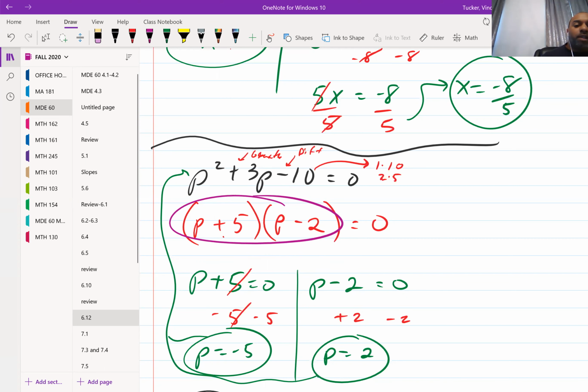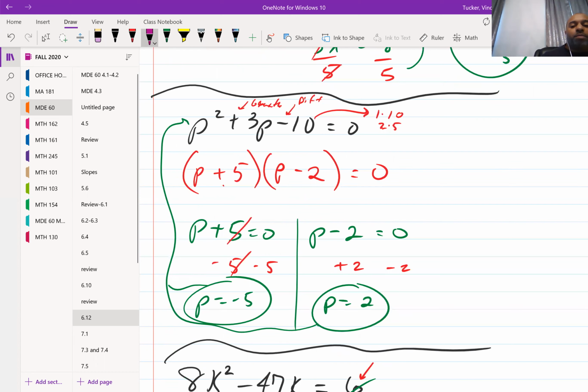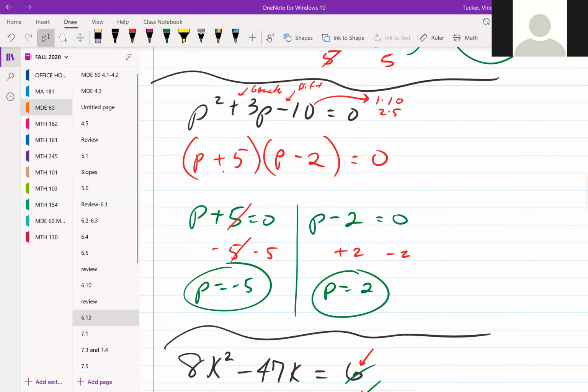But once you factor completely, now you set each piece equal to 0. p plus 5 equal to 0, and then p minus 2 equal to 0. Set both of those equal to 0 and solve, and you get your two solutions. All right, questions before we look at another one?